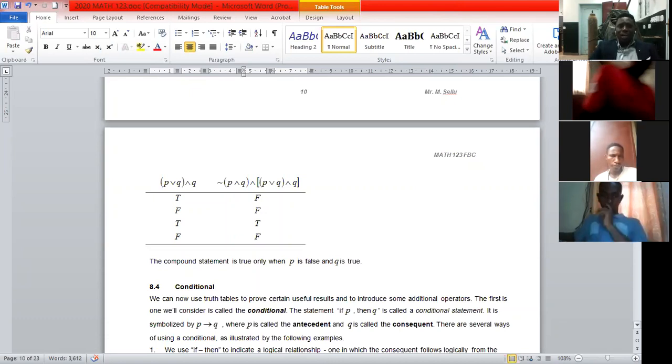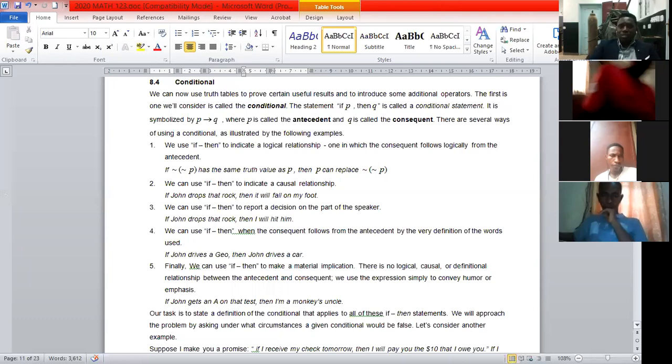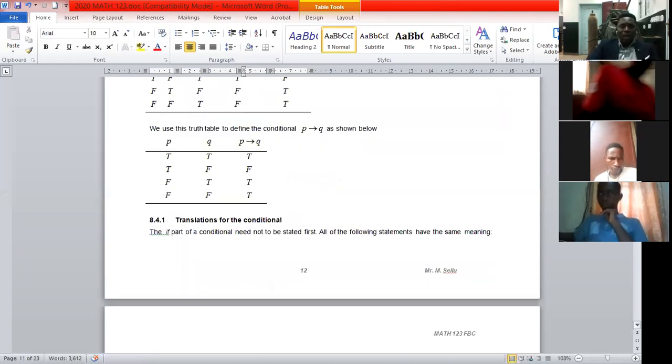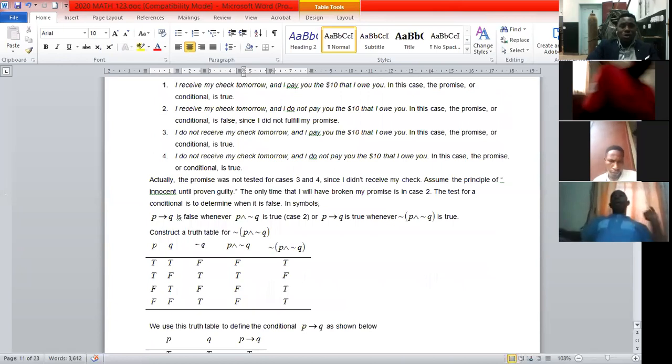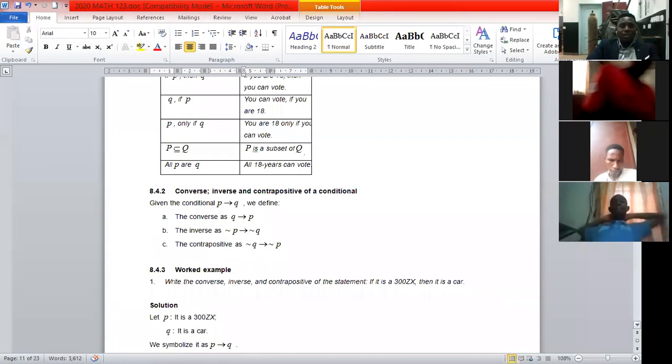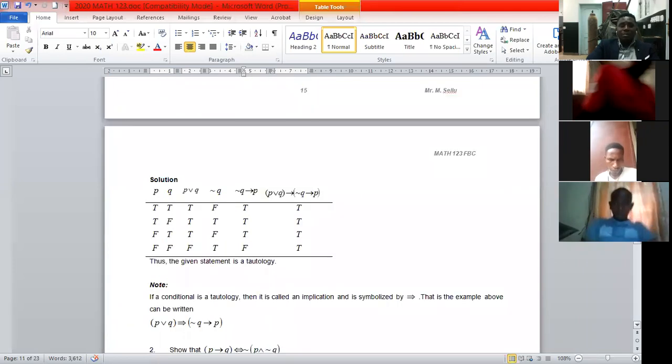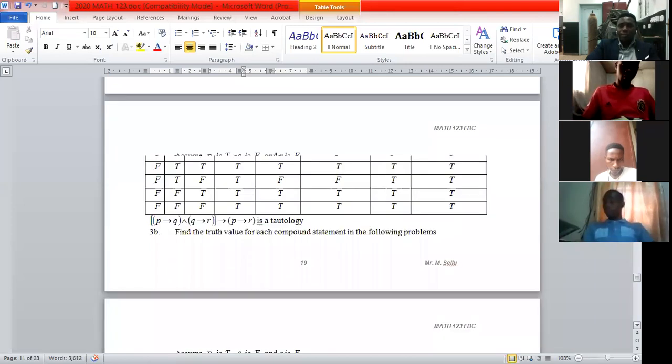Before I move to conditional, as you can see, you have a lot of tables that you have to construct for conditional. There are two tables here that you construct, so you need to take note of them and ensure that you study very hard. Okay, so I am now on conditional.